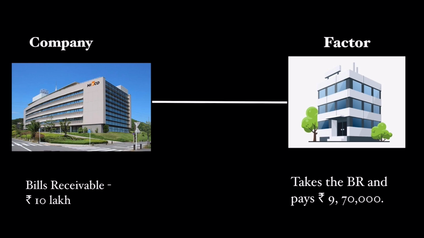So the factor says, now these bills will mature, some with a 3 months time period, some 5 months, some 9 months, and so on, but maximum within 1 year. The factor institution approaches the company and says, bills receivable total is 10 lakh. Give me all the bills of exchange, and I will pay you rupees 9,70,000. Is that clear? Factor is going to tell, I will pay you the amount of bills receivable, deducting the commission or fees. You give me all the bills.